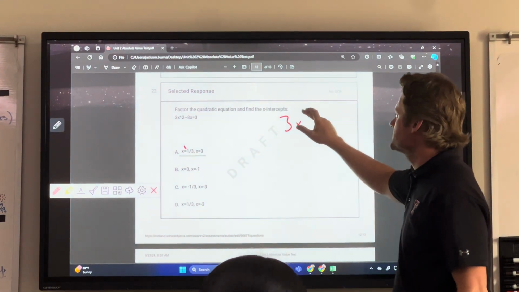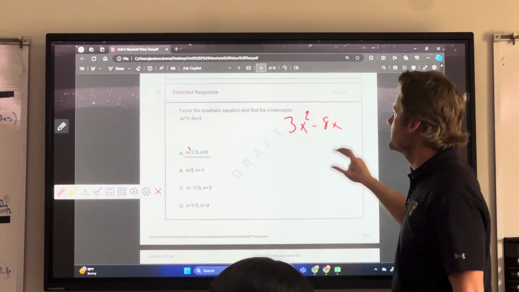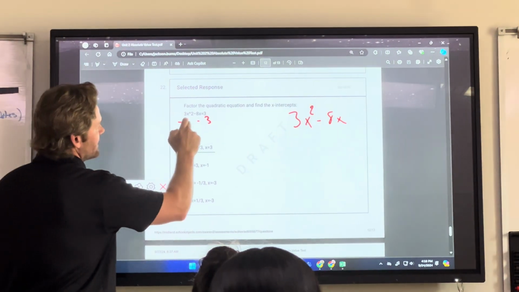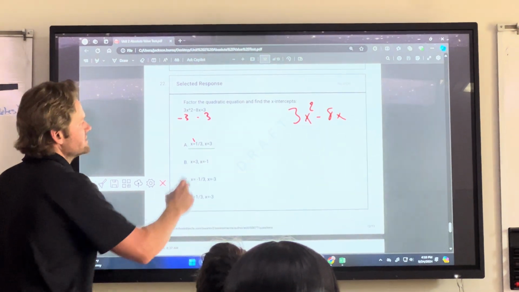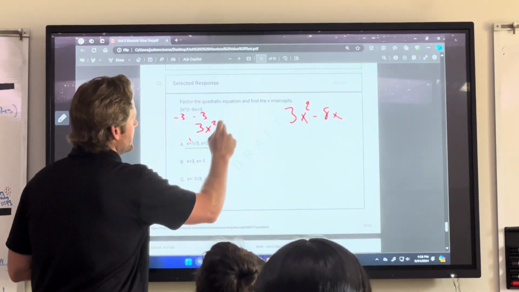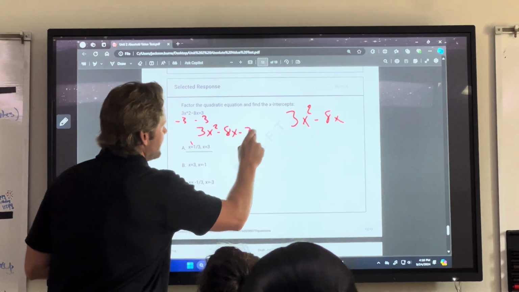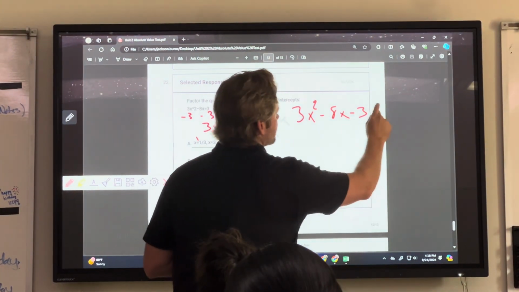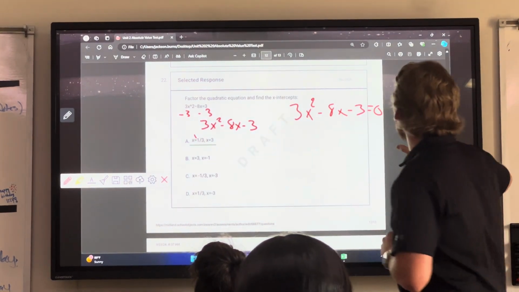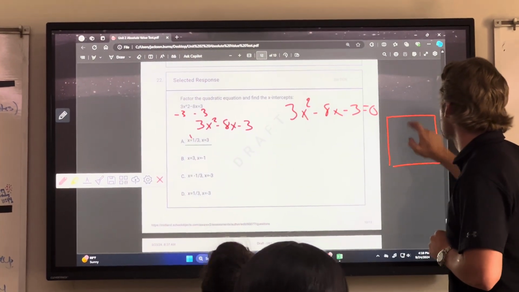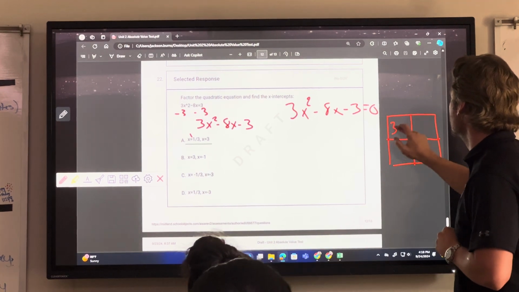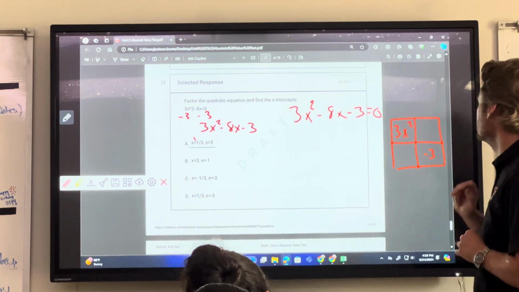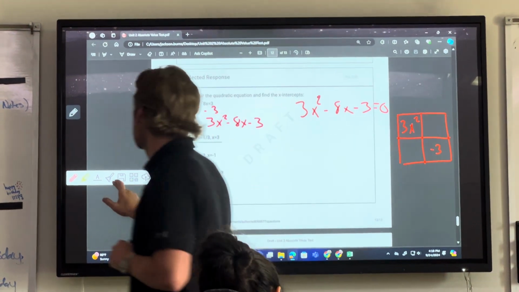All right, 3x squared minus 8x. My first step here, anytime I factor, subtract my 3, right? Get it equal to 0. So I get 3x squared minus 8x minus 3, right? It equals 0. Now I can factor it. So I know once I get it to 0, I can put 3x squared in the top left-hand corner of my box. I can put the negative 3 in the bottom right.